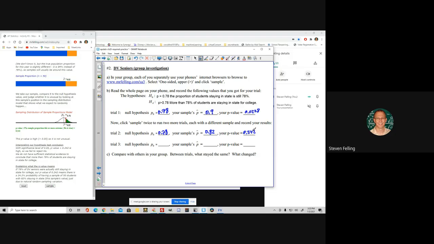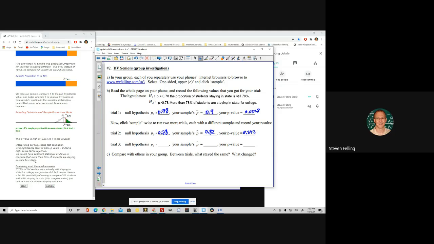That's not below 0.05, so therefore not unusual. So if you get a result that's above 0.05, like this one, then you write it up this way. With significance level of 0.05, a p-value of 0.242 is high, so we fail to reject H0. Therefore, we do not have sufficient statistical evidence to conclude that more than 78% of students are staying in state for college.